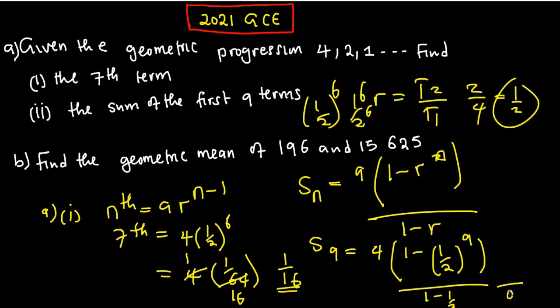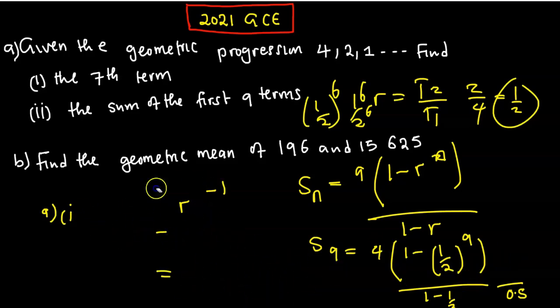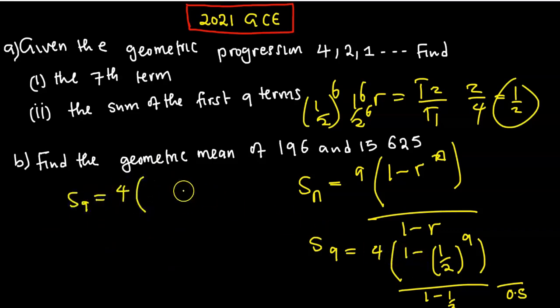So down here it's just going to remain 0.5. In advance we can write it like that. Then now inside here it is going to be 2 to the power 9. 2 to the power 9 is 512. Okay, so let me just clean this part so that we can bring this part right here. So the sum of the 9th term is equal to 4, then inside here is 1 minus 1 over 512. Okay, like this.